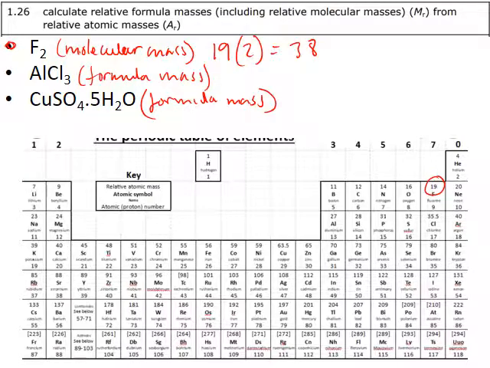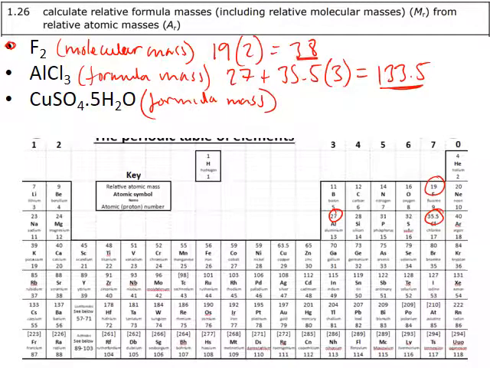We do the same for aluminium chloride. So we find aluminium in the periodic table, find its mass number, which is 27, plus chlorine's mass number, 35.5, and multiply by the number of atoms in that formula, or molecule, in this case formula. So this should equal 133.5. Now always include your working out, because you may get marks for your working out.